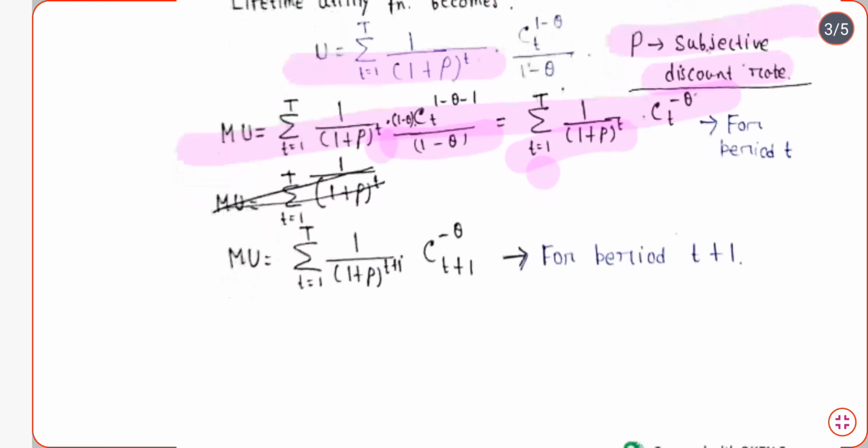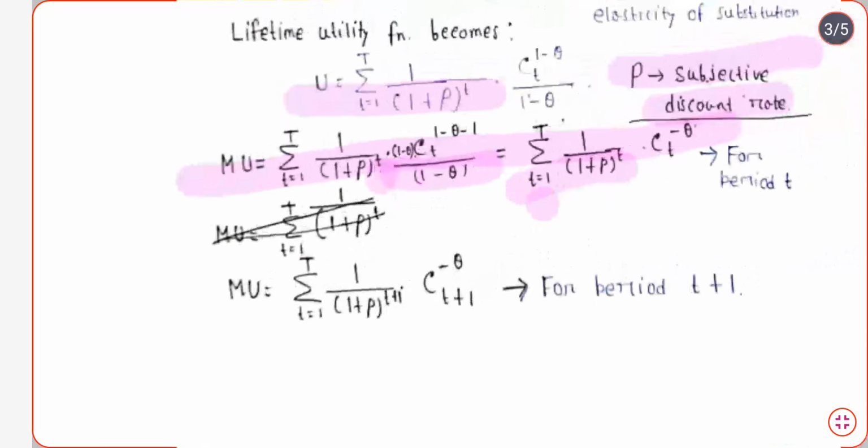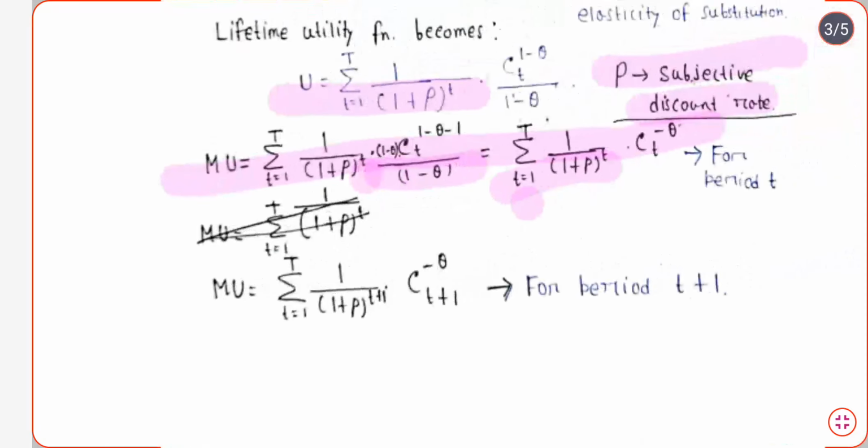So what is marginal utility now? This is the marginal utility for the t period that we have obtained here, that is 1 by (1 + rho)^t times ct^(-theta), where t is equal to 1 to T. You can easily see that all the terms are in the t term. So this is the marginal utility of the t period.